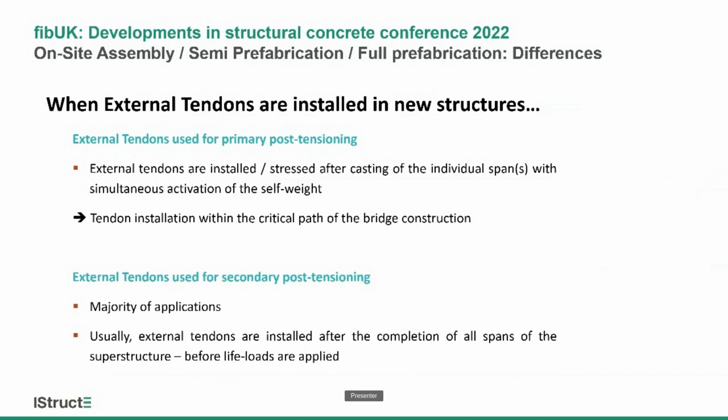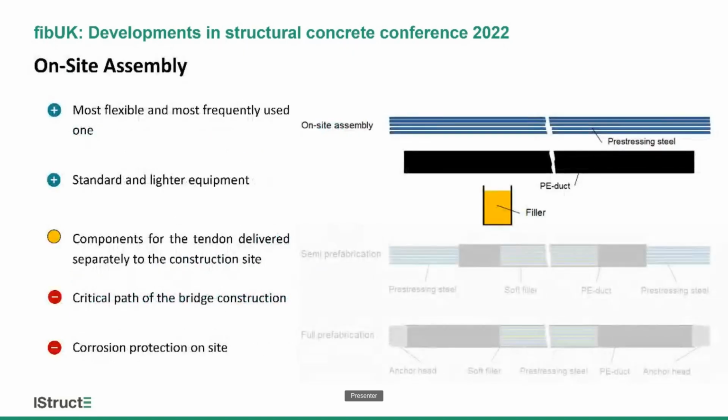External tendons used as secondary post-tensioning are the majority of the applications in the meanwhile, and typically after all the spans are completed, when for the live loads the external tendons are installed. So as I said, that's the majority, and the other thing is technically possible, but has not been proven to be economic in many cases.